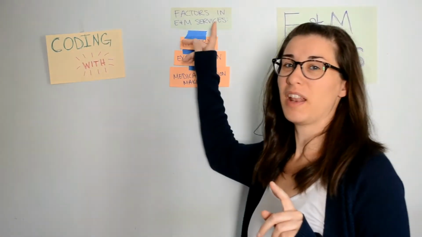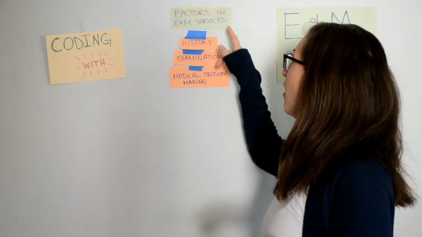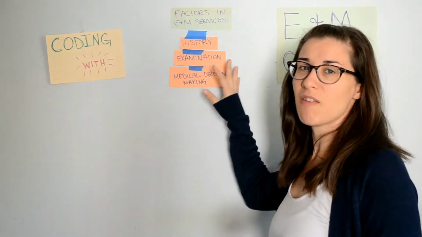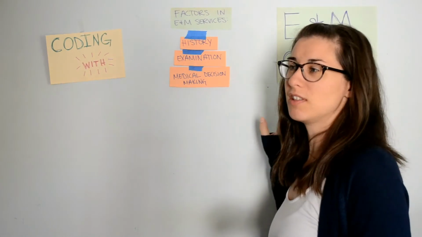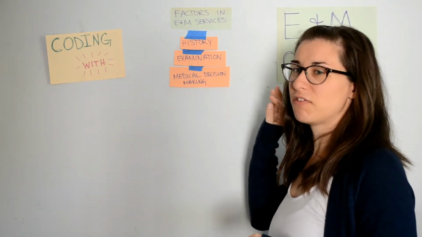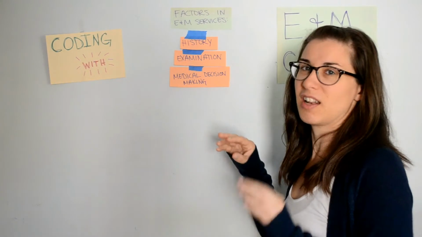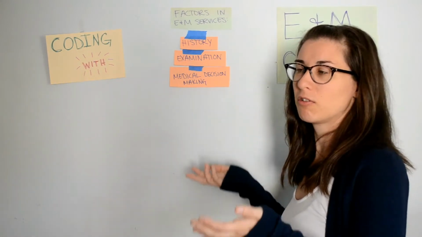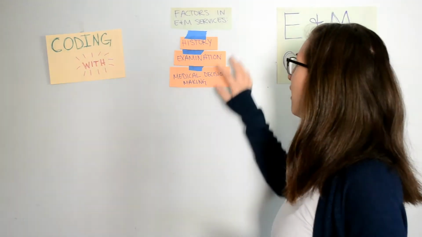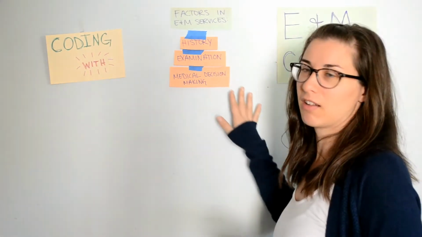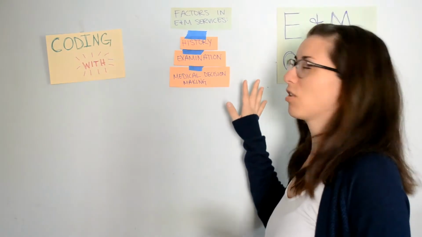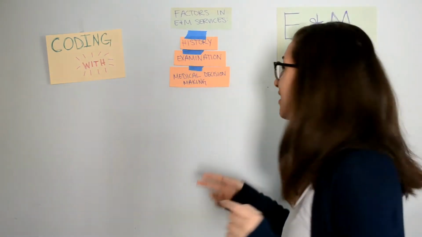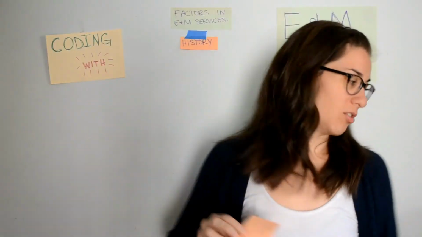So in the previous video, I'll have a link in the description, we learned that there are 3 key factors in E&M codes that define and designate what level of E&M code you'll be using for each patient. And there is history, examination, and medical decision making. Those are the 3 key factors that determine what level you're at. But today, we're going to focus on history.